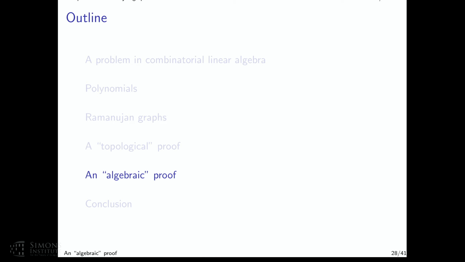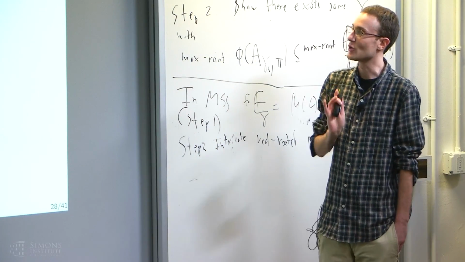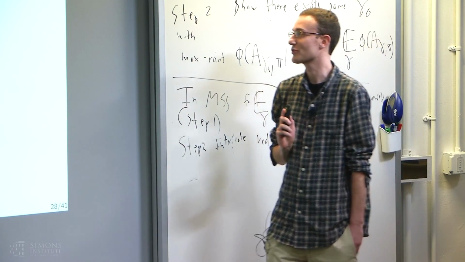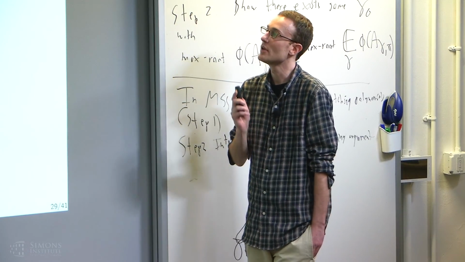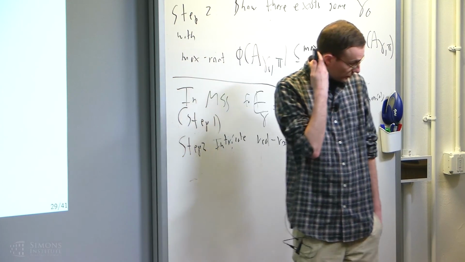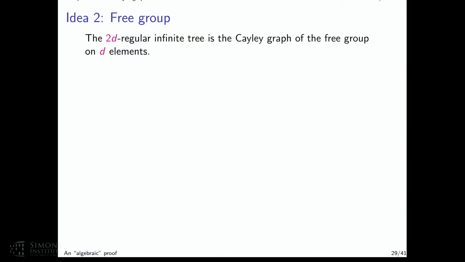So now I wanted to talk about a quite different proof. It seemed like a very similar proof, but now we believe it's quite different, at least I do, which I call an algebraic proof. And the proof idea comes like this. If I wanted to understand the infinite tree, one way to do that is to realize that it's the Cayley graph of the free group, right?